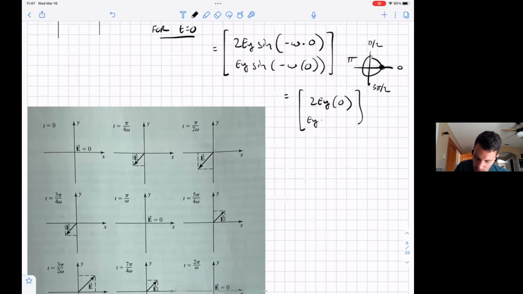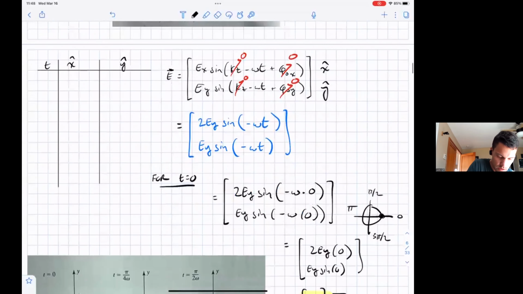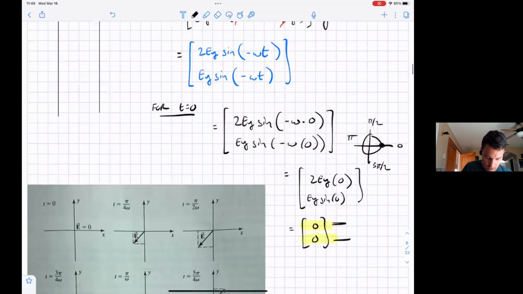Well, we have the same thing on the bottom. So you end up with something that looks like this, 0, 0. And so that's the x component, that's the y component. So up here for t is equal to 0, I'm going to write in the x component is 0 and the y component is 0. That one's pretty chill. Let's do the next one.